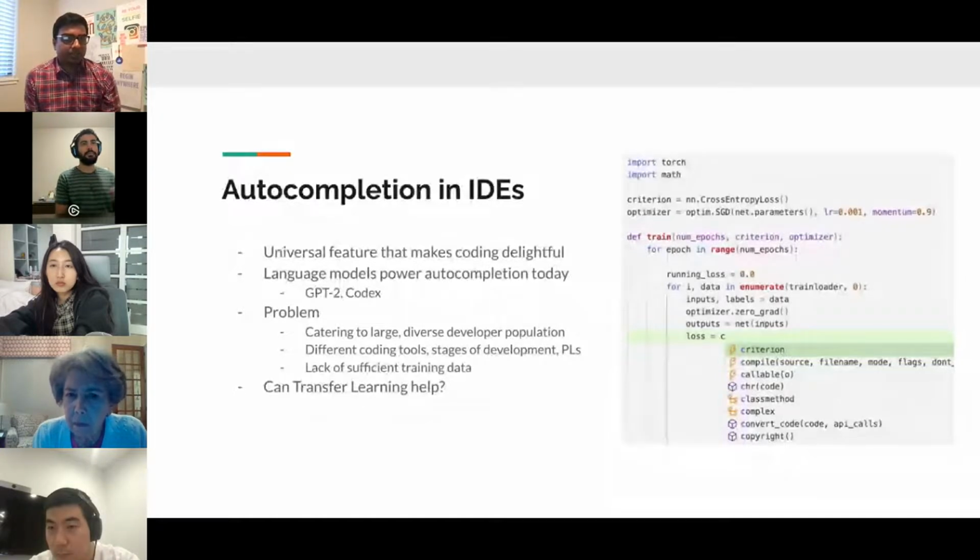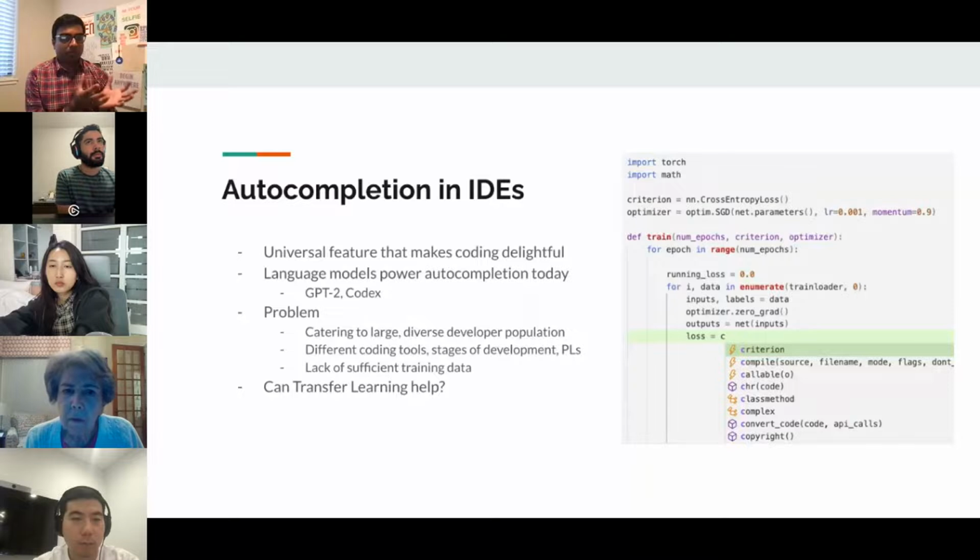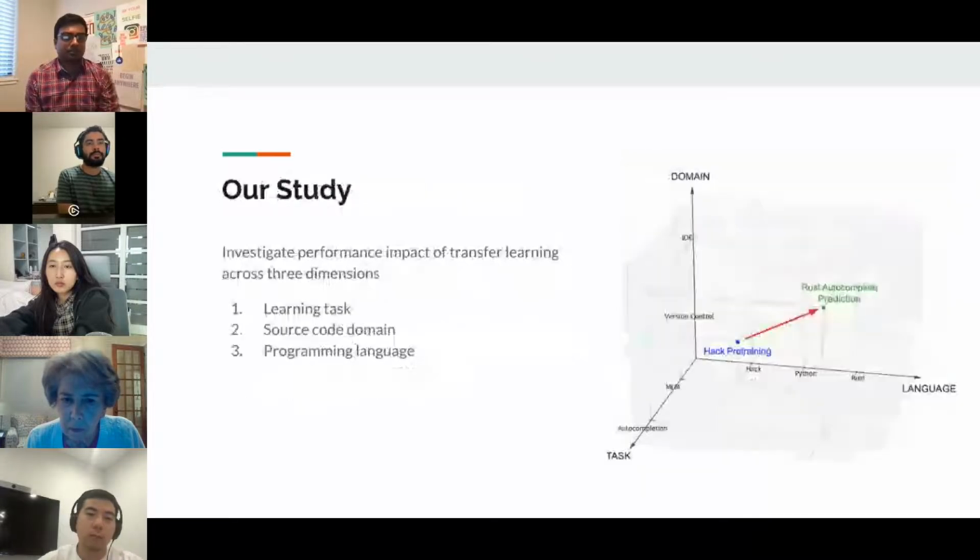So there is a lack of sufficient training data. We cannot assume that there would always be training data available in terms of the auto-completion selections from developers for all settings in a large industrial workplace. So the question we're asking in this work is, can transfer learning help alleviate this problem? Transfer learning is the ability of language models to transfer knowledge from one domain or task to another. So essentially, we're exploring whether transfer learning can help with this problem.